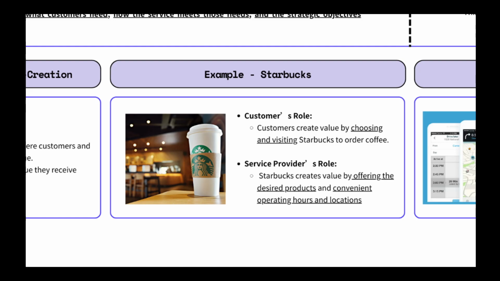Take Starbucks as an example. Starbucks' service is not just about selling coffee, but providing a comfortable environment and quality service and making customers feel more valued. At the same time, customer feedback helps Starbucks continuously improve its services, achieving a win-win situation.